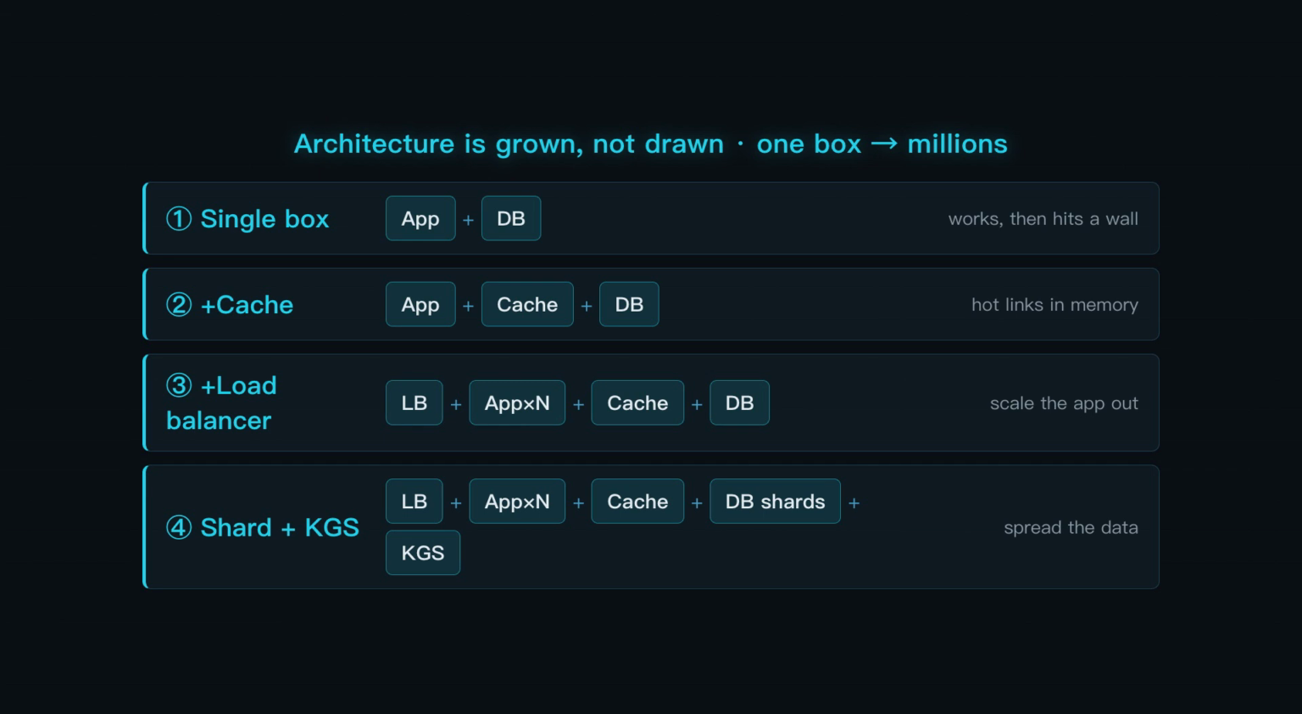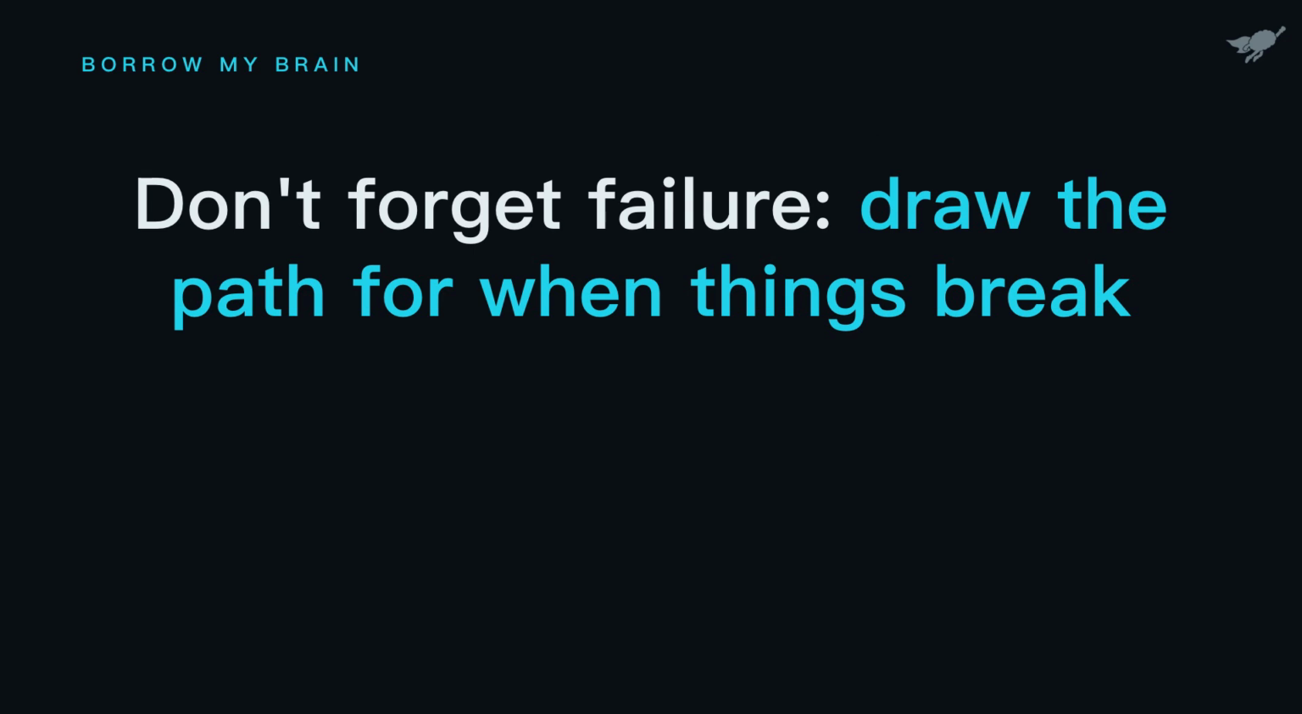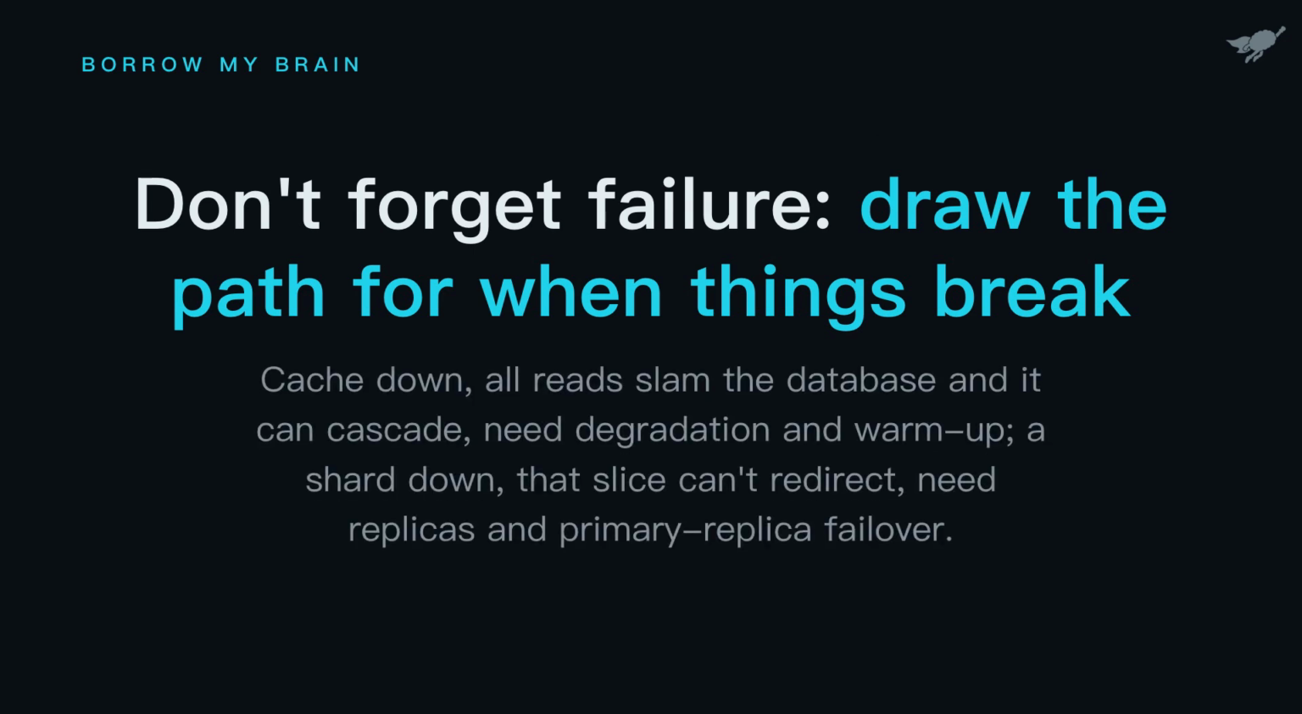Break it out into its own key generation service. Don't forget to talk about failure. What happens if the cache goes down? All the reads slam into the database, and it can cascade into a collapse, so the cache needs graceful degradation and warm-up. One database shard goes down. That slice of short links can't redirect, so you need replicas and primary replica failover.